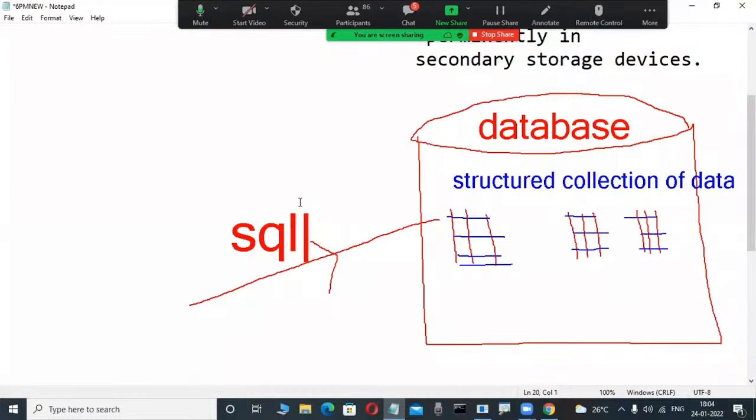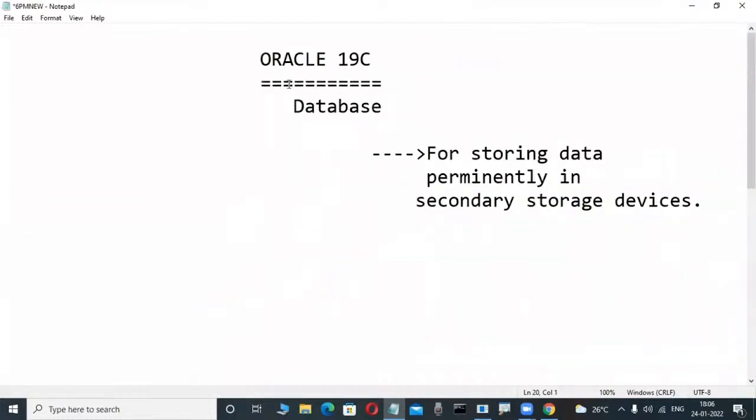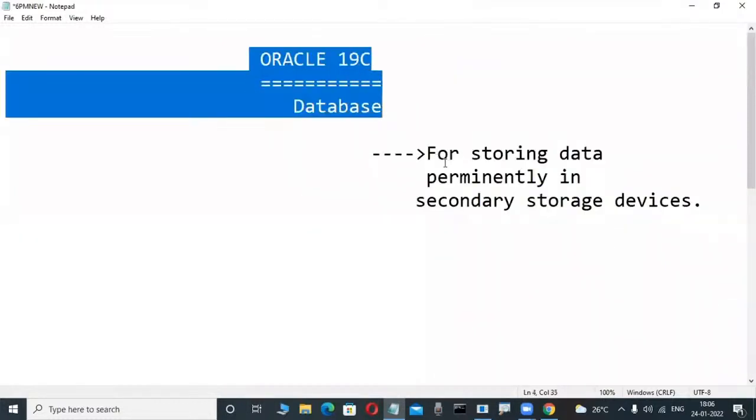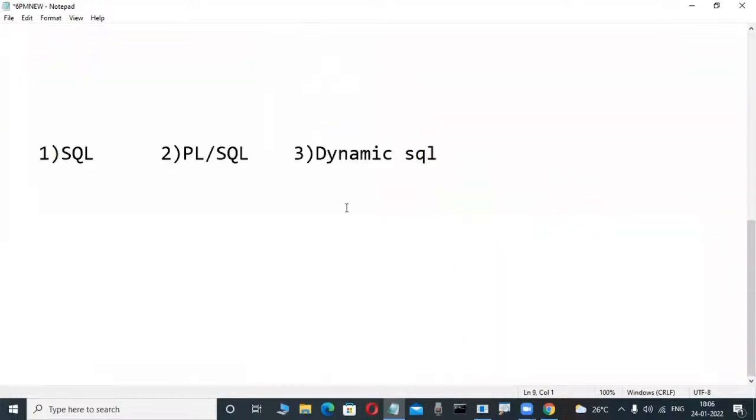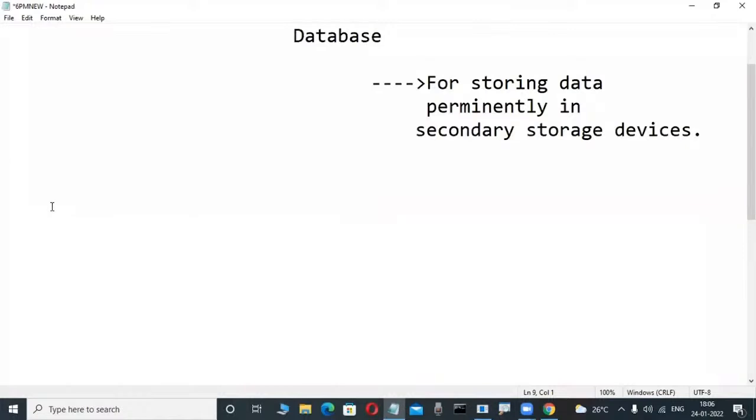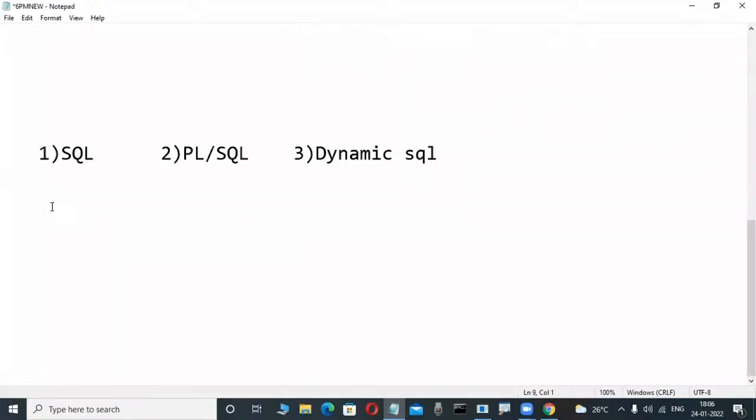That's why these types of databases are implemented based on the relational data model. What is that today? I will tell you. These databases, Oracle, SQL Server, DB2, Sybase, MySQL, are all implemented based on the relational data model concept. Today I will tell you.